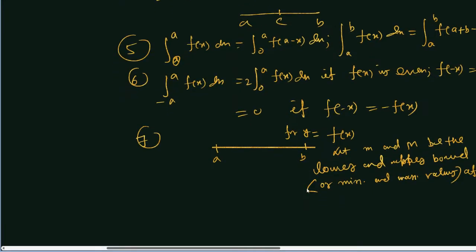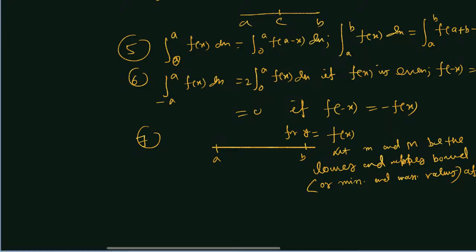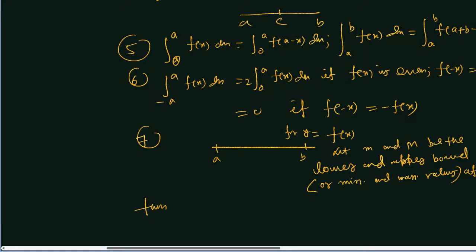We will find sums based on it. I will show you in 2020 or 21, a question has come based on it. Lower and upper bound or minimum and maximum values of f(x), then m into (b minus a) is less than or equal to integral a to b f(x) dx, which is less than or equal to capital M into (b minus a). The greatest value into b minus a. Okay?